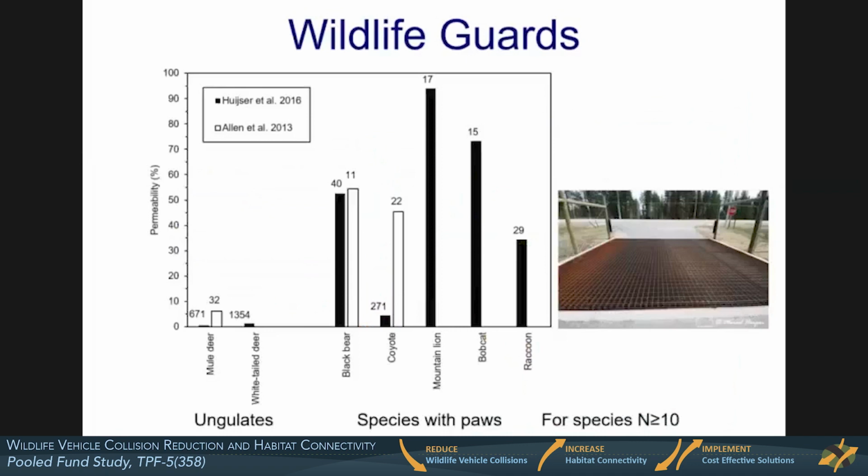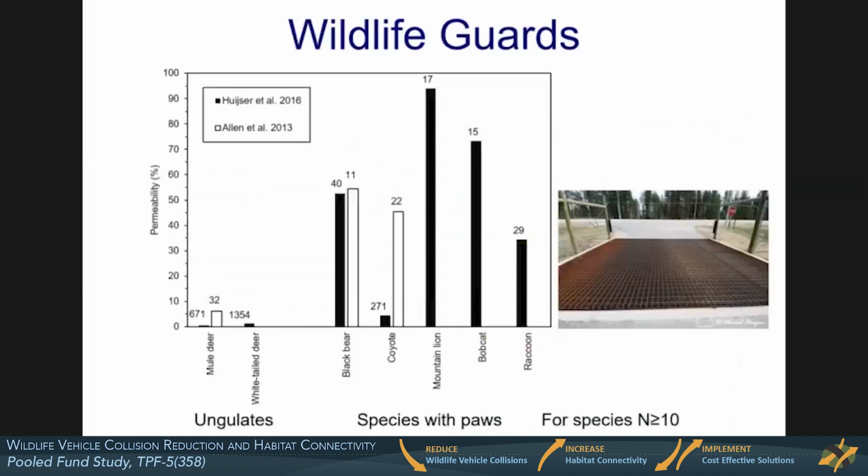So these wildlife guards, the specific design shown on the right-hand side, has a very low permeability for mule deer and white-tailed deer, even though we have very good sample size. So we feel pretty good about this wildlife guard design being a very substantial barrier to ungulates.